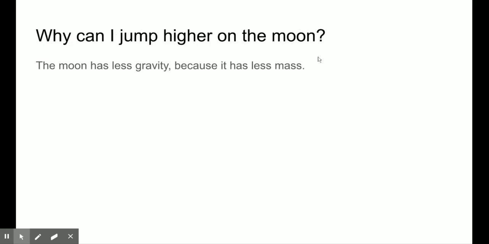Why can I jump higher on the moon? Because the moon has less gravity. Why? Because the moon has less mass. This is what we've been talking about. The more mass, the more the gravity. And the more the gravity, the more it pulls on me and the heavier I'm going to be.